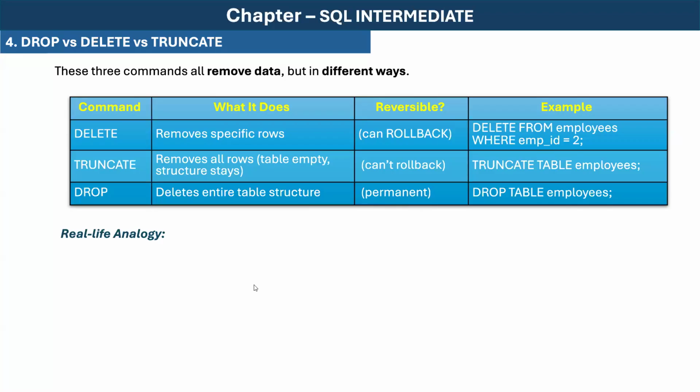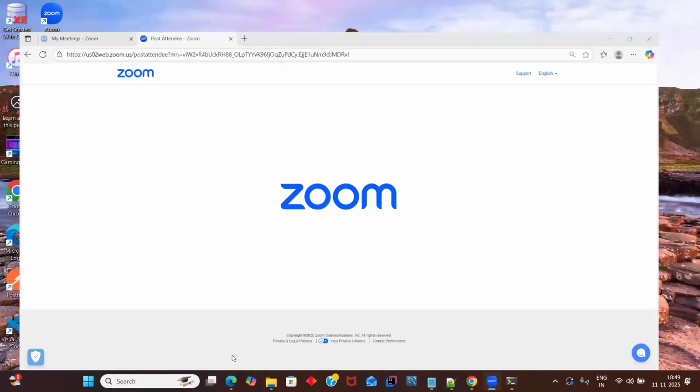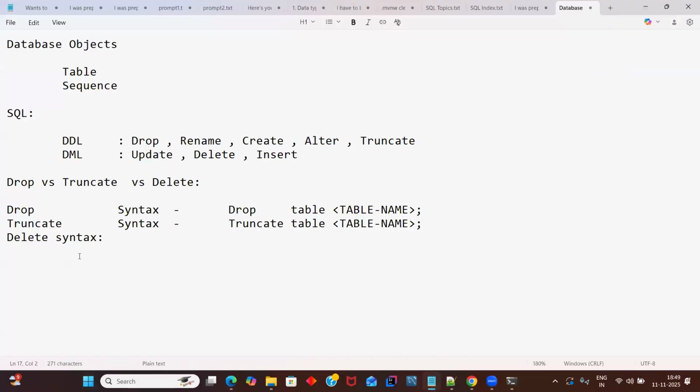If you see the real life analogy, I think I already explained this. If you remove one or two contacts, you can use delete. If you want to delete all contacts, you can use truncate. And if you don't want to use the entire app, you want to delete it from your phone, you can use drop. I think everyone is good. The only thing you should know is how the delete syntax works.